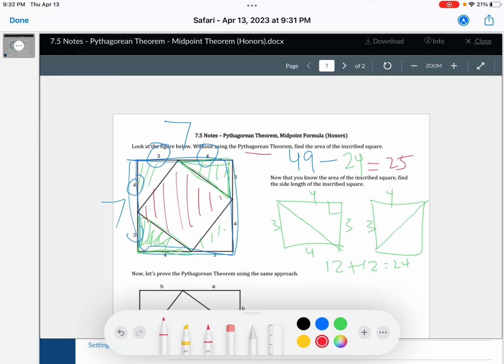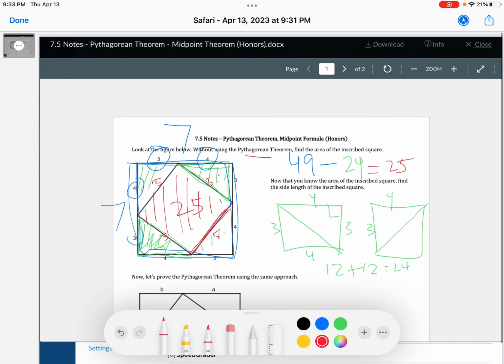So we have found the area of this is 25, and because it's a square, the side lengths have to be 5, right? Because 5 times 5 is 25. And so we've basically found the length of this side that we didn't know. We know it was 3 and 4, and now we know 5. So this is one way that you can prove the Pythagorean theorem.